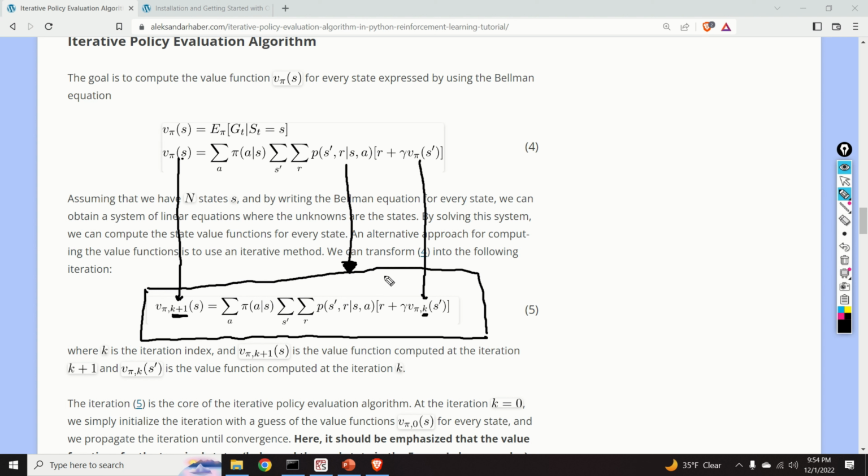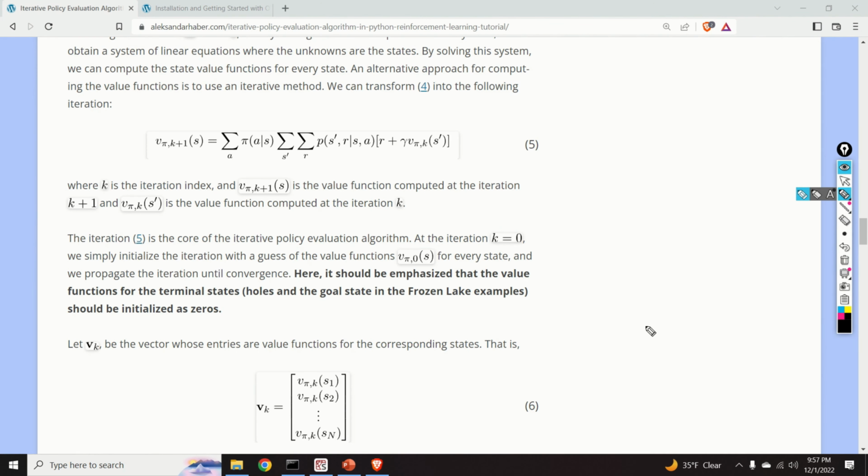And this equation is at the core of the iterative policy evaluation algorithm. At iteration k equal to 0, we simply initialize the iteration with a guess of the value functions. We guess the value function of every state, and then we propagate this iteration until convergence. Here, it should be kept in mind that the value functions of the terminal states should be initialized as zeros. So keep in mind this fact.